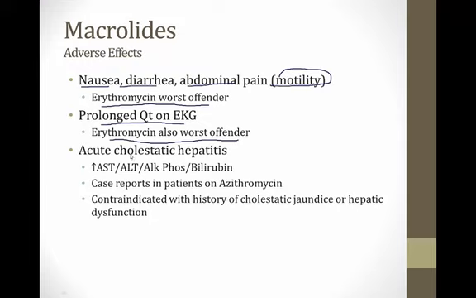And then finally, these drugs can potentially, in rare cases, cause acute hepatitis. It's described as acute cholestatic hepatitis because the ALK phos tends to be elevated out of proportion to the AST and ALT, and then the bilirubin can also get elevated. There are case reports on this occurring with azithromycin, and for this reason, these drugs are contraindicated in people who have a history of cholestatic jaundice or other hepatic dysfunction.